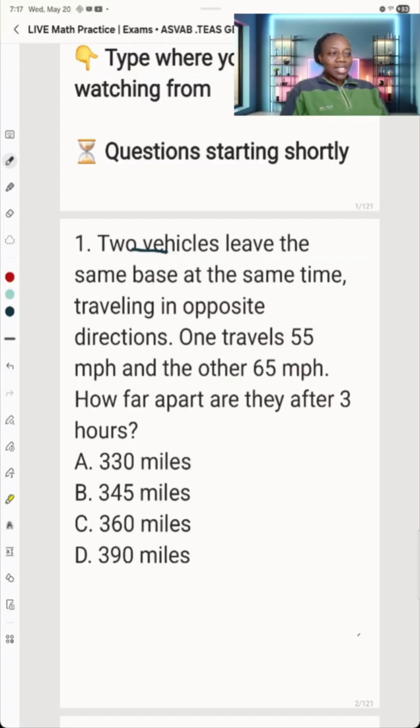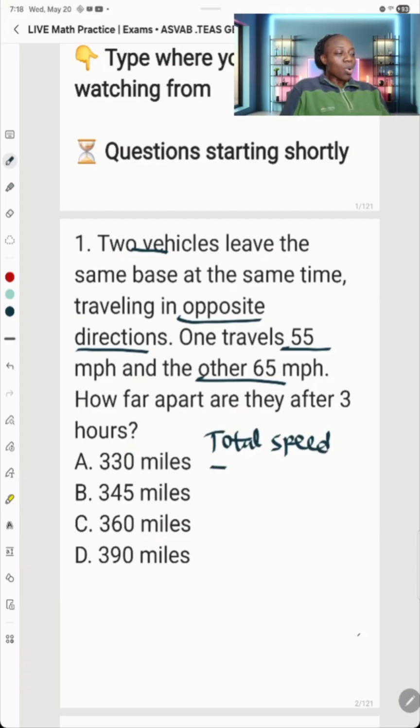Two vehicles leave the same base at the same time, traveling in opposite directions. We need to note that point. Traveling in opposite directions, the two of them, so speed 1 plus speed 2 gives the total speed here, or the net speed.